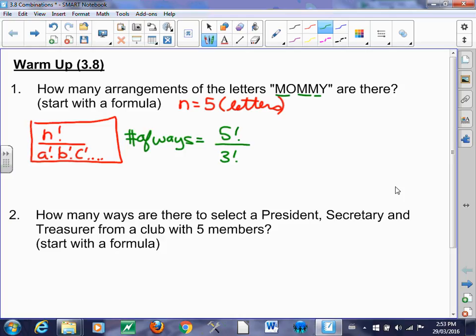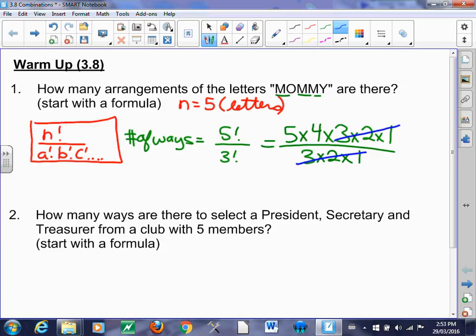You can just plug that in your calculator as is, but if you want to remember the shortcut on how to do this, 5 factorial is 5 times 4 times 3 times 2 times 1. If I expand the bottom, it's 3 times 2 times 1. And notice that the 3 times 2 times 1 you can cancel, so you're just looking at 20. So if you didn't have a calculator, you could have solved this without the calculator, or just plug it in, folks, and it is 20.